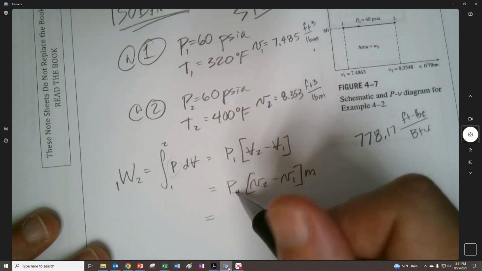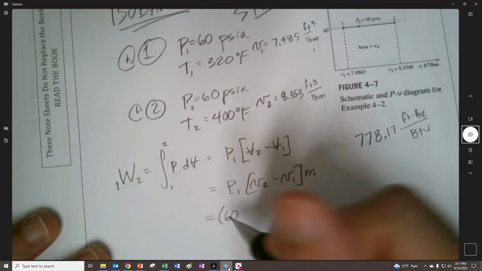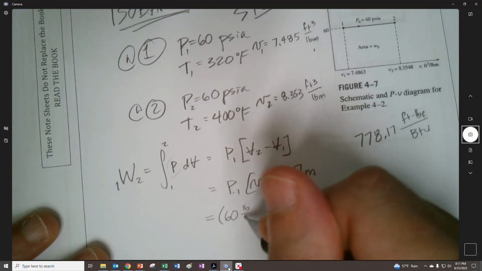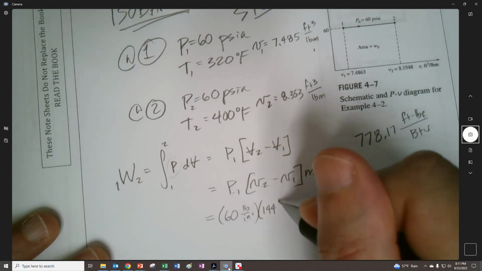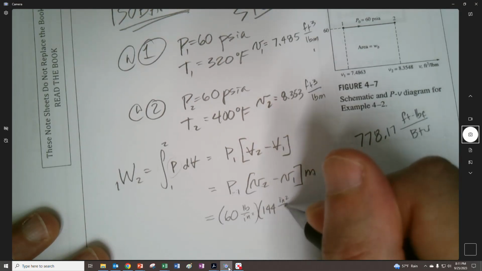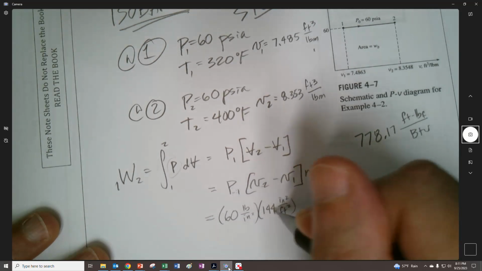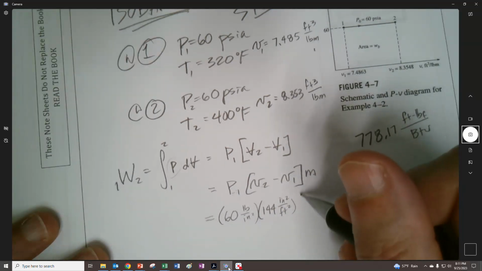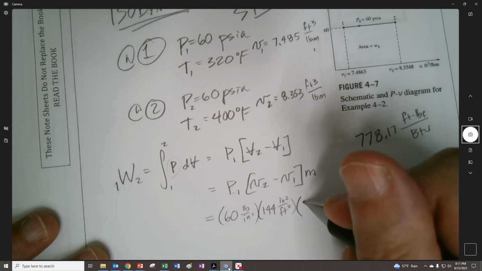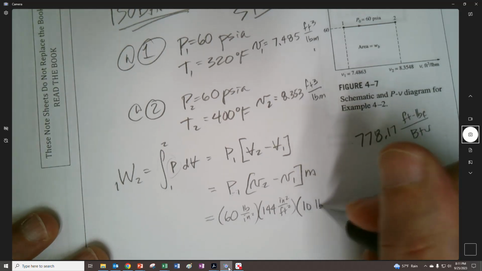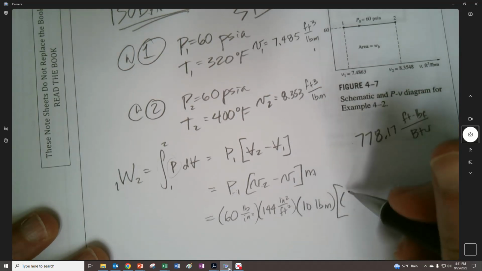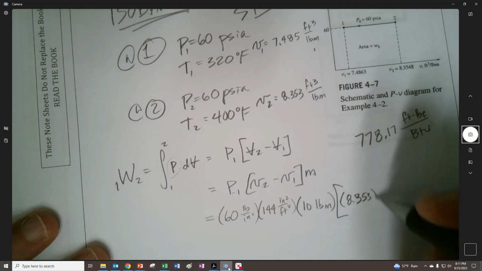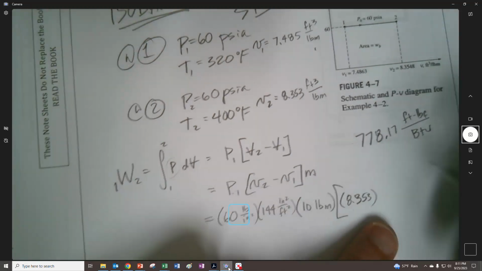Anyway, okay, so here's 60 psi. Maybe I should put the units out here: pounds per square inch. Go 144, and that's inches squared per foot squared, right? So that's just 12 by 12. I'll put the mass over here. It's going to be 10 pounds mass. And then here we're going to have 8.353.